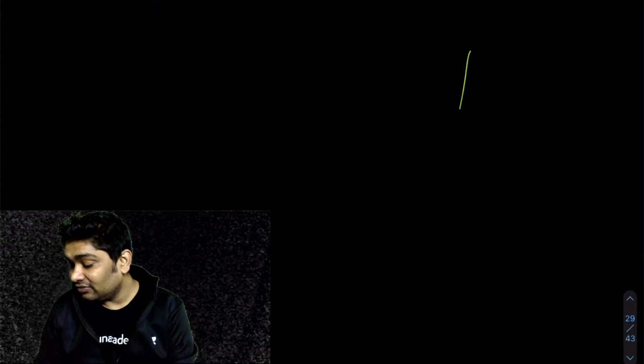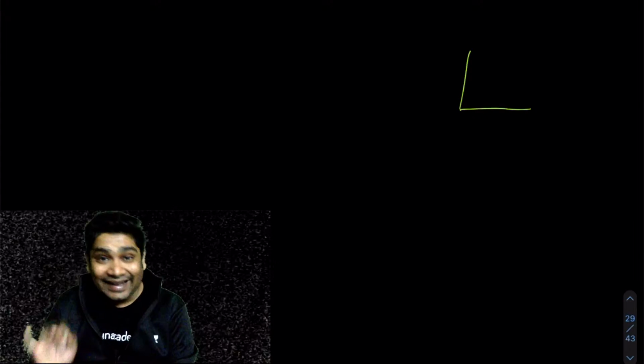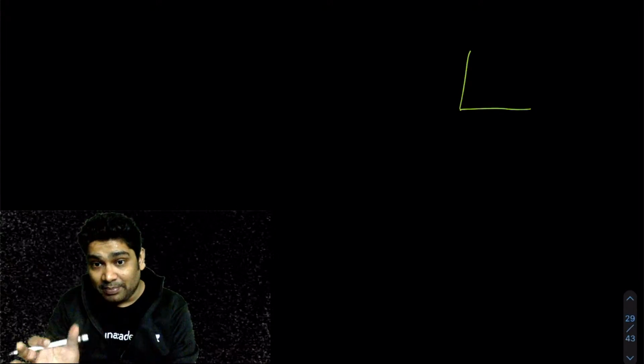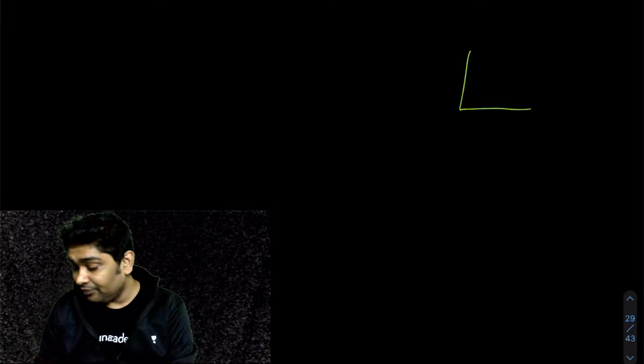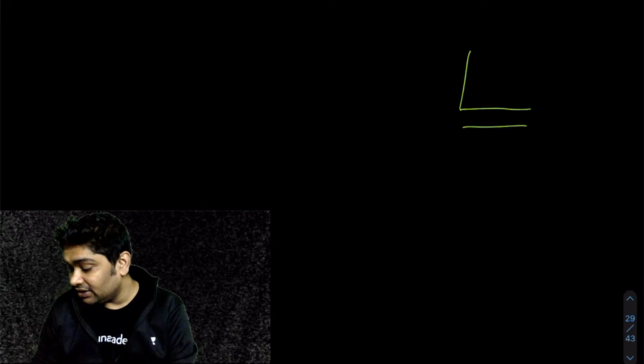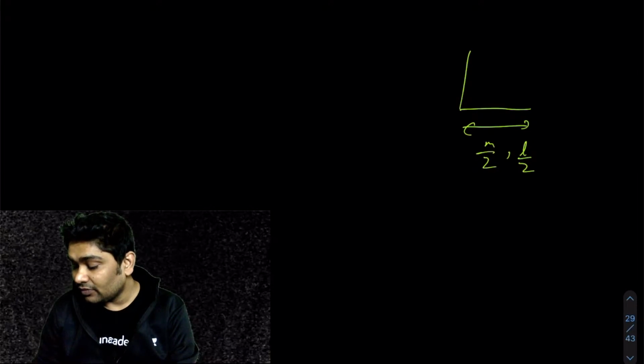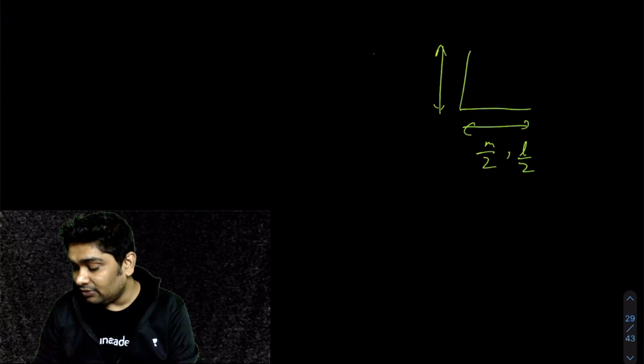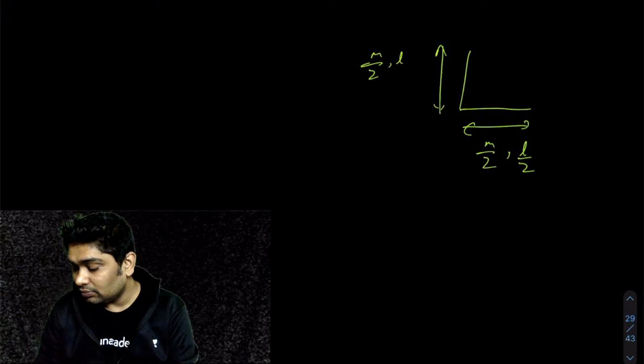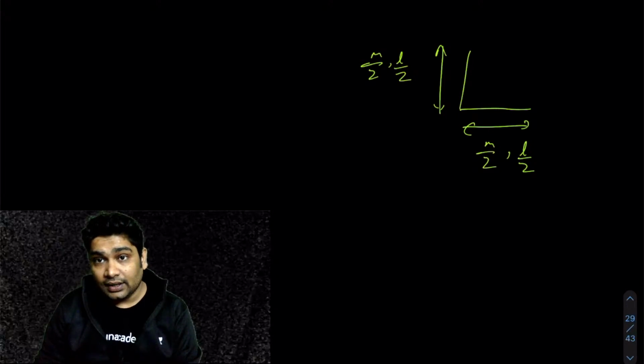Let's say you had a rod of length L, total mass M, which is bent at the midpoint to form an L. So can I say this is m/2, L/2? This is also m/2, L/2. Correct?